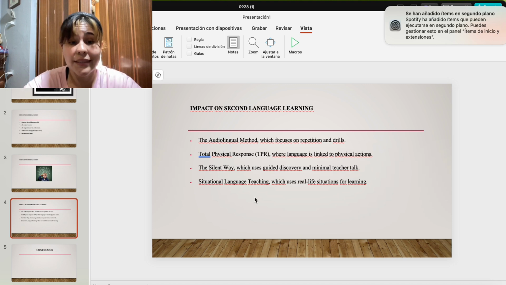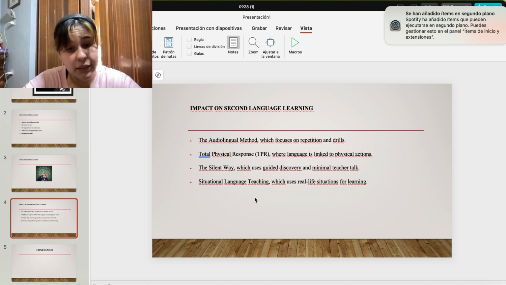The other point is the silent way, which uses guided discovery and minimal teacher talk. One example of this is the teacher points to a color on a chart and the students say the word. The teacher stays silent and only guides them.